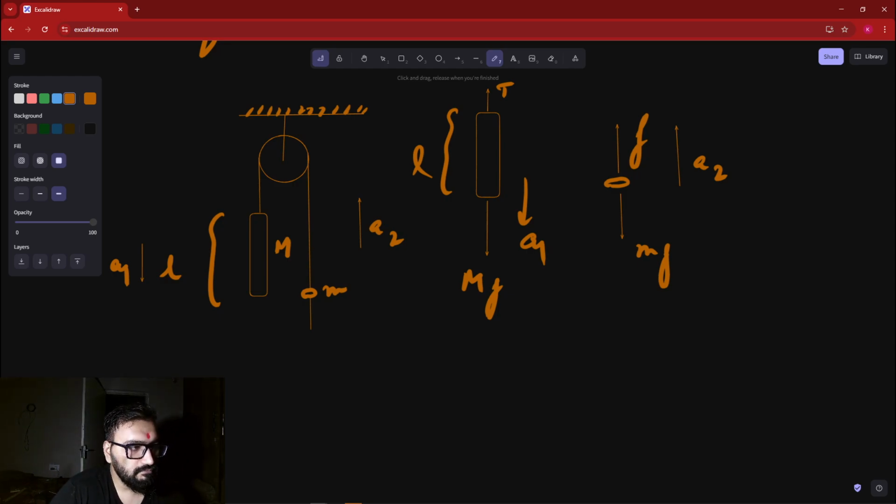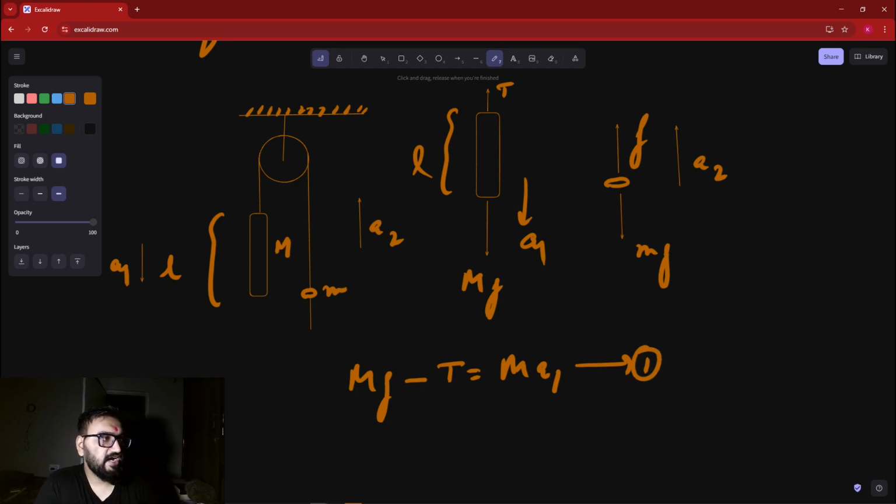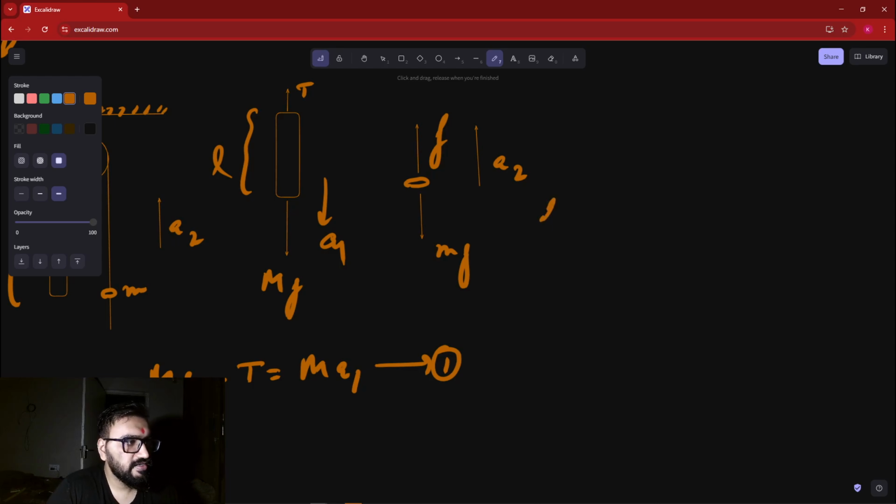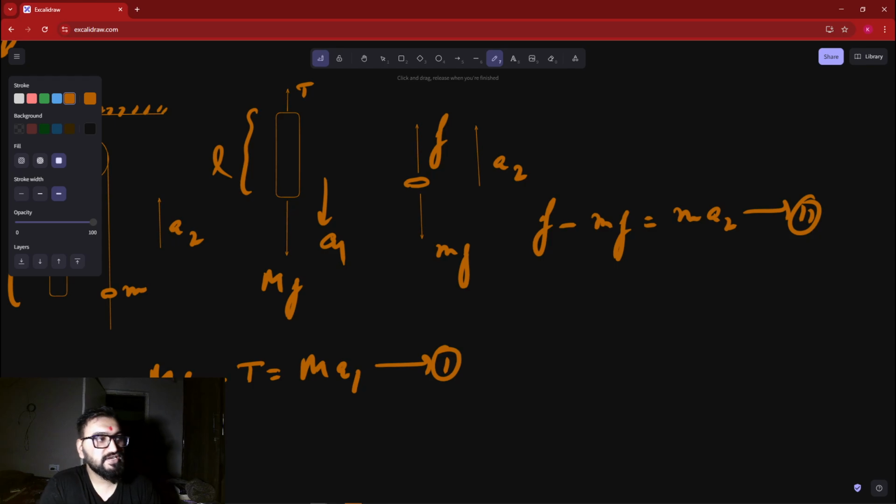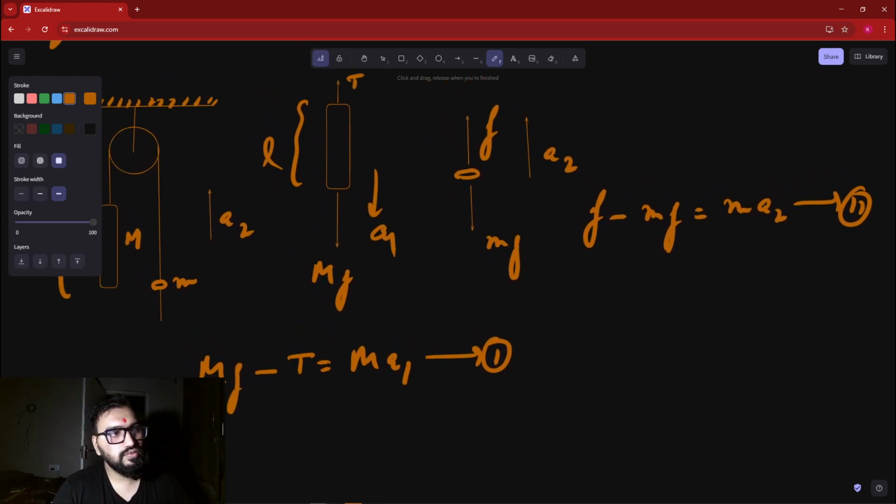So for this body, my equation would be Mg minus T equal to M into a1. Okay, let's say this is my first equation, and for this ball my equation would be F minus mg equal to m into a2. This is my second equation. Okay, and what would be my third equation? So with respect to this rod, this ball is going to move in the upward direction, right? Upward direction with an acceleration of a1 plus a2, right?